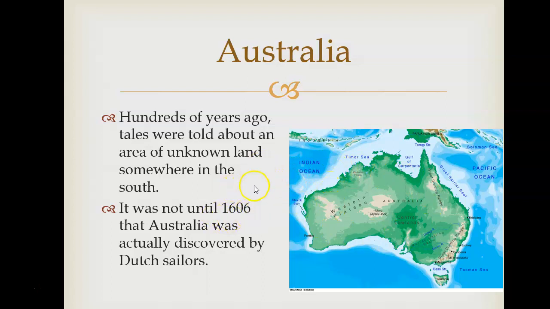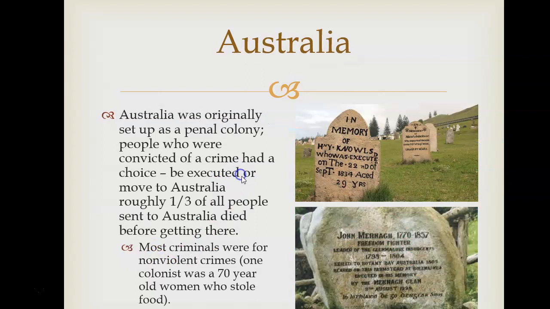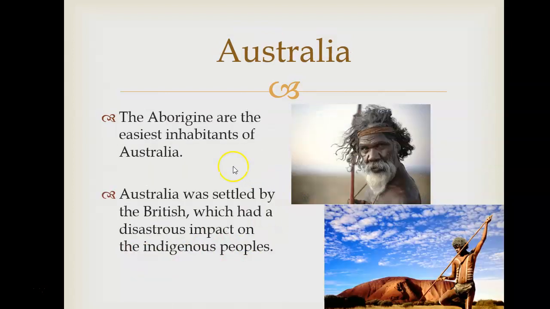it was discovered in 1606 by Dutch sailors. It was originally set up as a penal colony, so people who were convicted of a crime were given a choice. They were either executed or sent to Australia. Nearly a third of all of those people died, and most of the people that they sent to Australia were sent there due to nonviolent crimes.